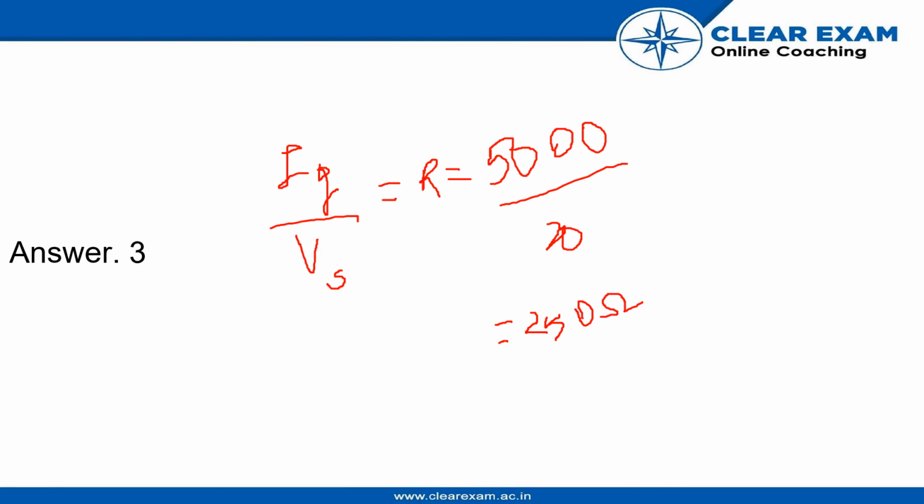5 divisions per milliampere. Changing the values of milliampere to ampere will give us 5000, and the value of Vs is 20, as it is 20 divisions per volt. Now the value of R will be 5000 divided by 20, that is 250 ohms. That is option number 3. So option 3 is correct. 250 ohms is the resistance.